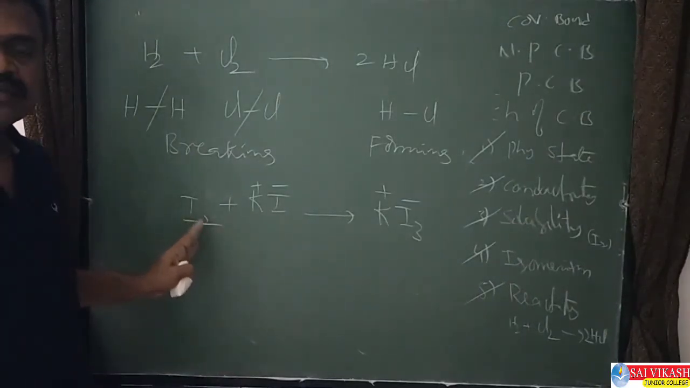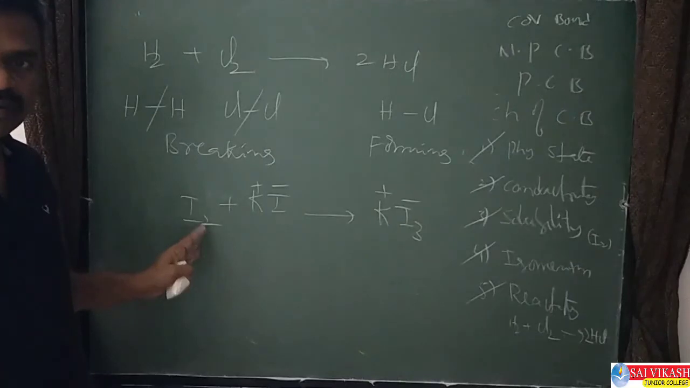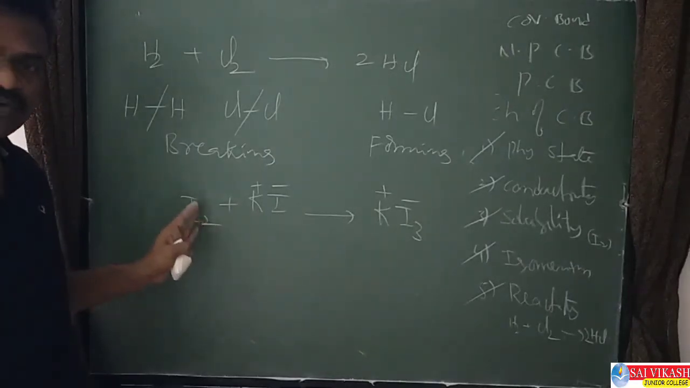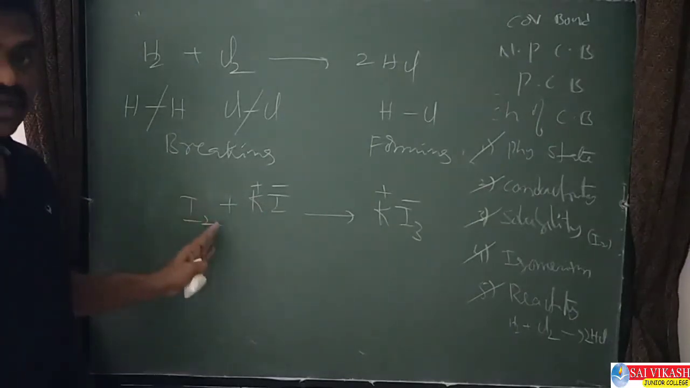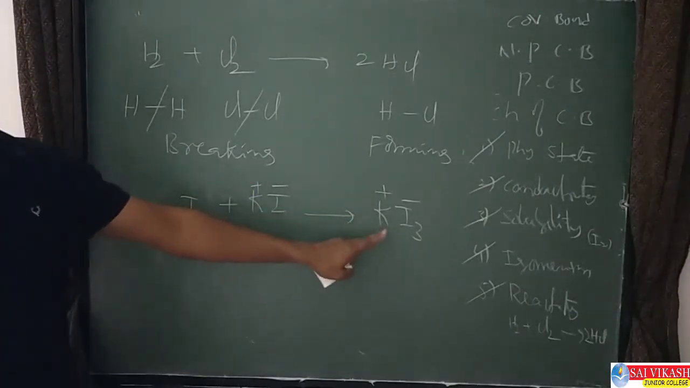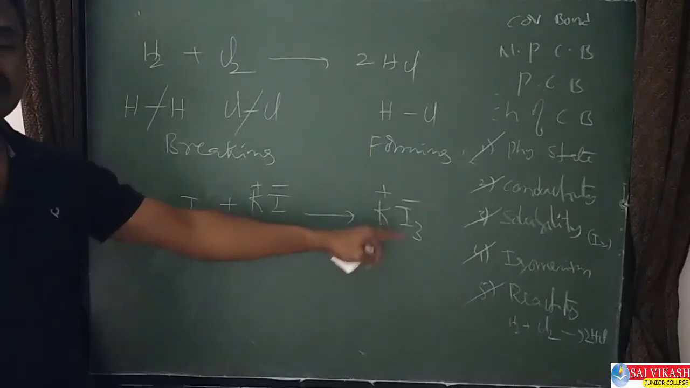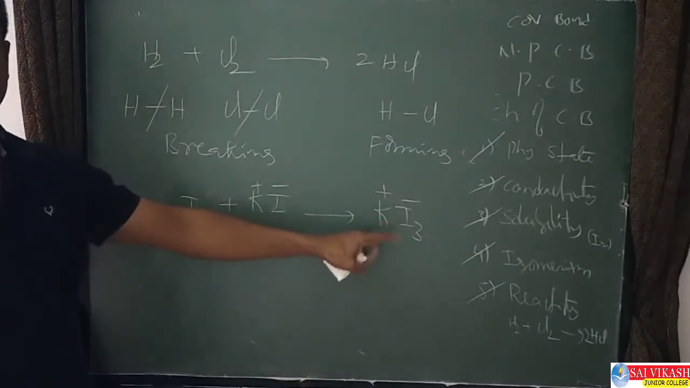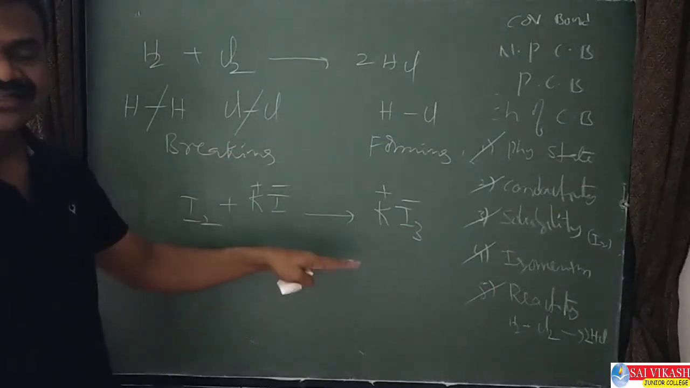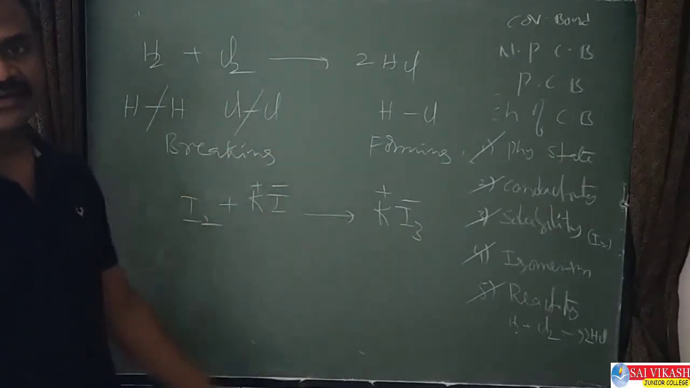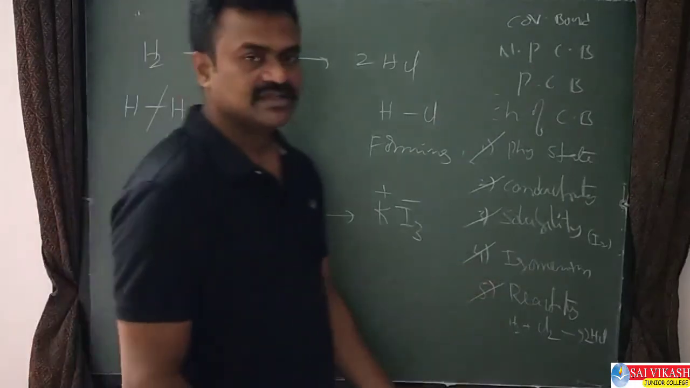Even though I2 is a covalent compound, it is soluble in a polar solvent like KI. Solubility increases due to the formation of again an ionic compound, K plus I3 minus. That's why I2 solubility increases in the polar solvent. This is an exception in the case of solubility.